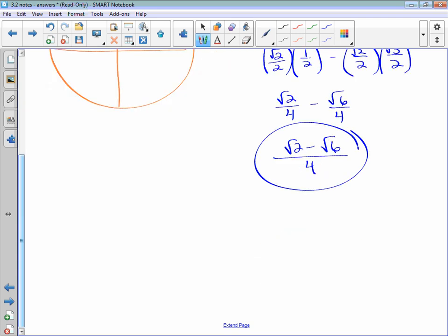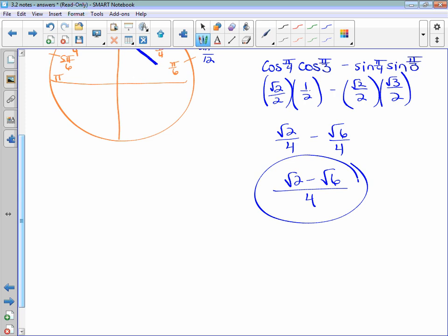Yep, and it'll be over 4. And the sine doesn't matter. Yep. If it's tangent, it'll be different. But sine and cosine will always have root 2, root 6, and over 4. Yep. So yeah, it's a very good check.